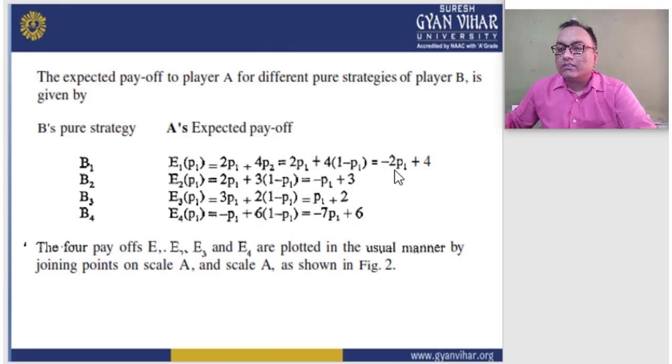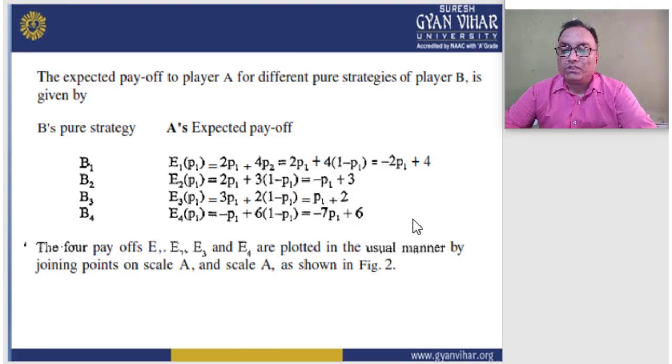So in this case it is equal to minus 2P1 plus 4, and similarly in the case of the second, E2(P1) is equal to 2P1 plus 3(1 minus P1), which is equal to minus P1 plus 3, and in this third case, B3 strategy, E3(P1) is 3P1 plus 2(1 minus P1), which is P1 plus 2, and for the fourth case, minus 1, 6, so here it is minus P1 plus 6(1 minus P1), which is equal to minus 7P1 plus 6. So the four payoffs of these are E1, E2, E3 and E4 here.